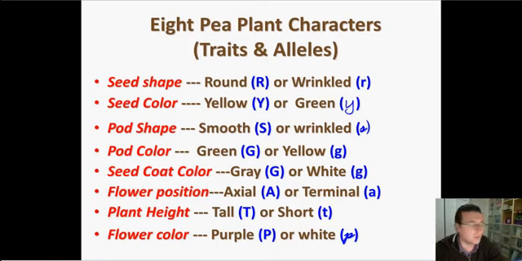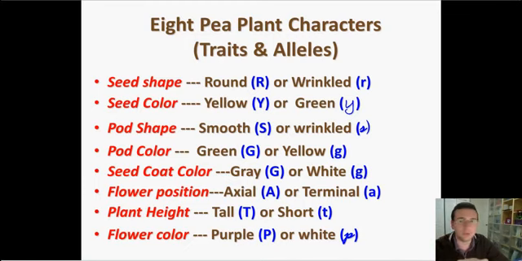But before we do that, I want to remind you that he actually studied 7 characters, and each of those characters has 2 different traits. Which is cool about the pea plants: they have very discrete, simple-to-analyze characters. So you see seed shape, seed color, pod color, seed coat color, flower position, flower height, and flower color, which could be these variations that you see on the screen. And there are the dominant and the recessive versions of the allele.